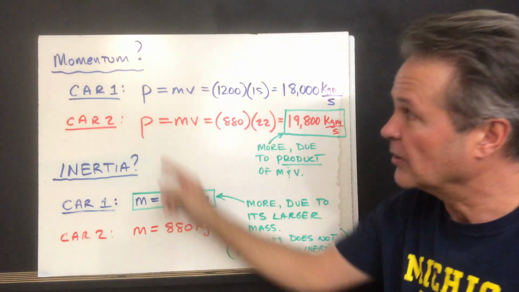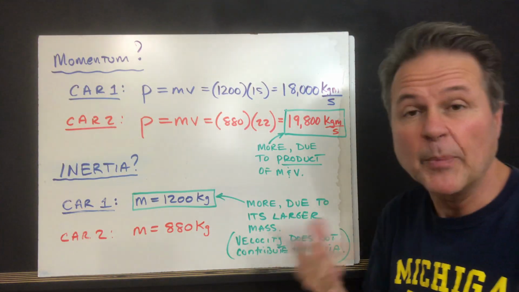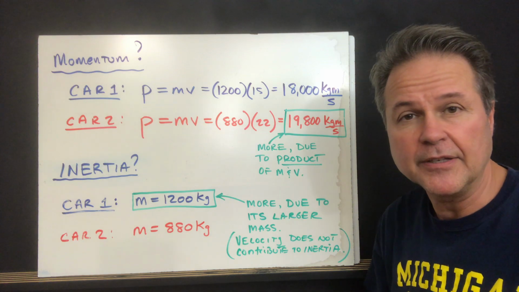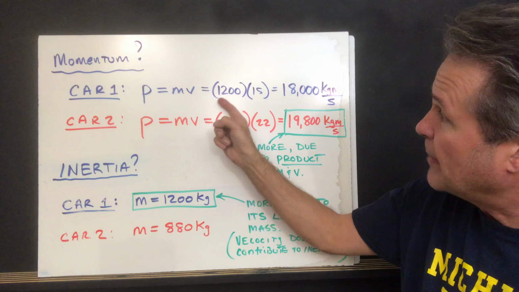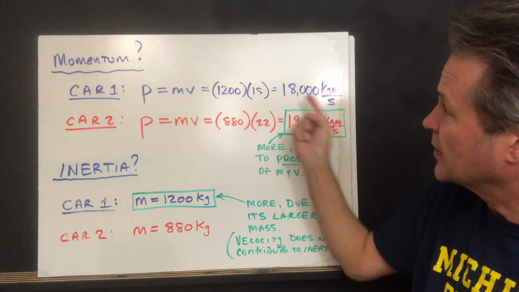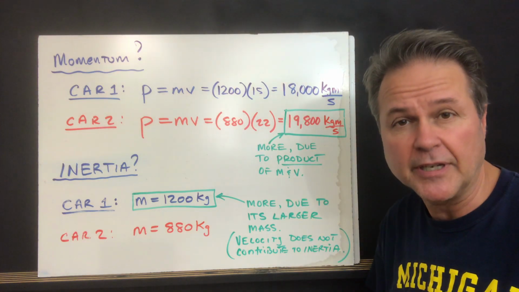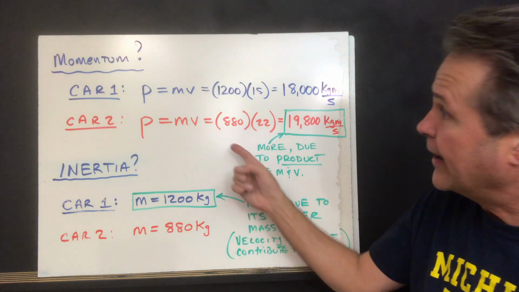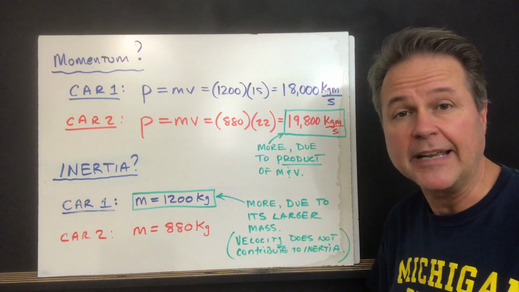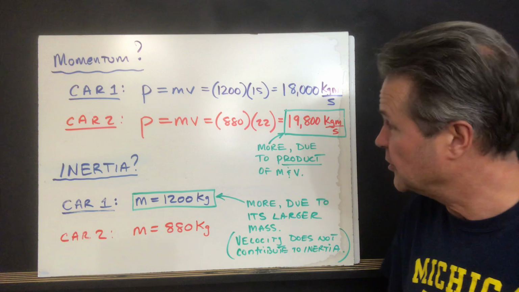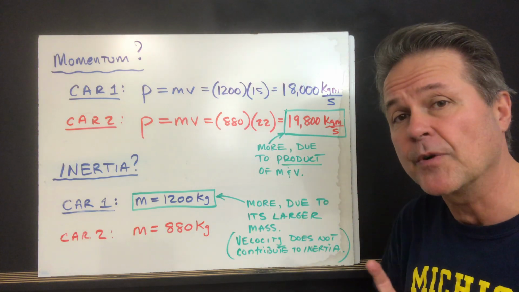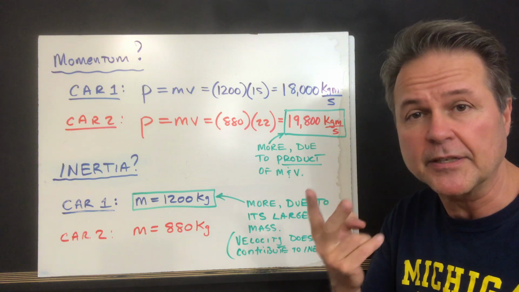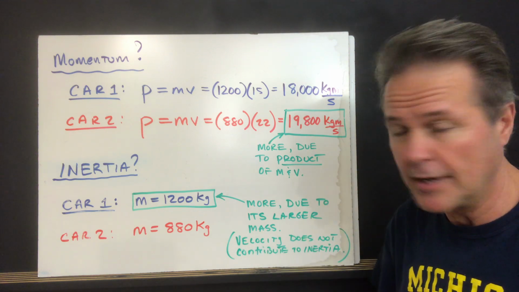So momentum, well, for Car 1 and Car 2, momentum is calculated using the product of mass times velocity. So the mass times velocity of Car 1 works out to 18,000 kilogram meters per second, and Car 2 is 19,800 kilogram meters per second, which tells us that Car 2 has a greater momentum, and the reason for that is it's a product of two things, mass times velocity.